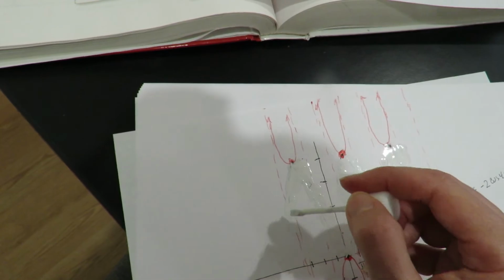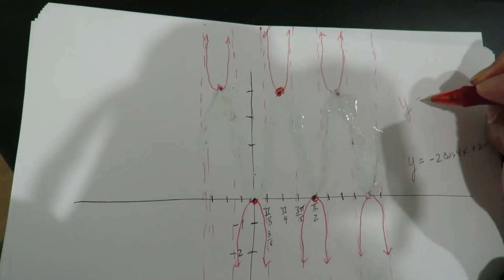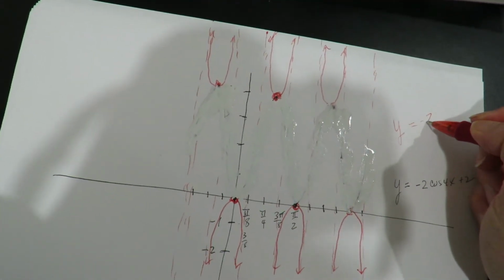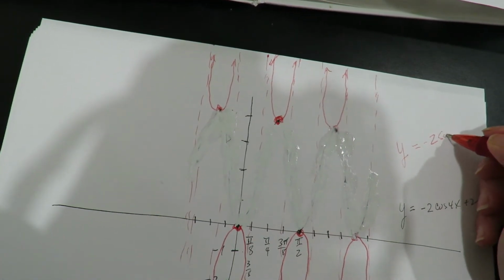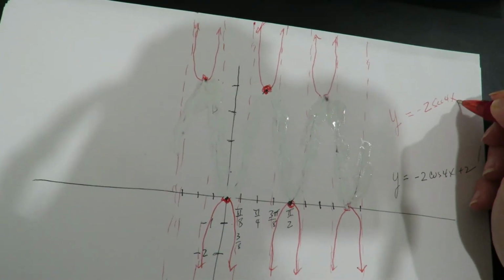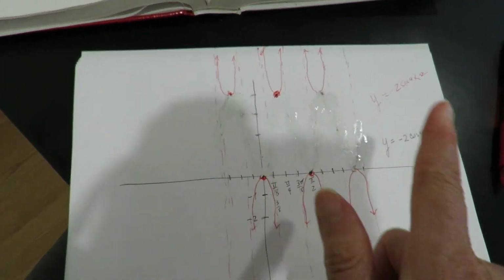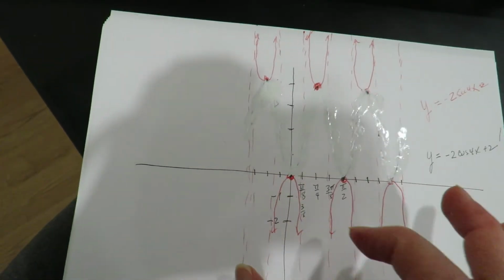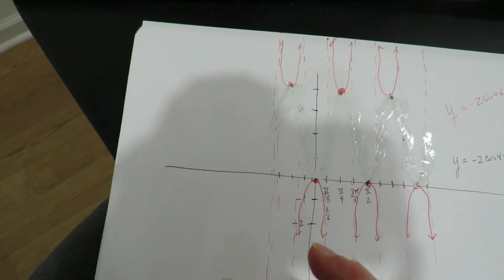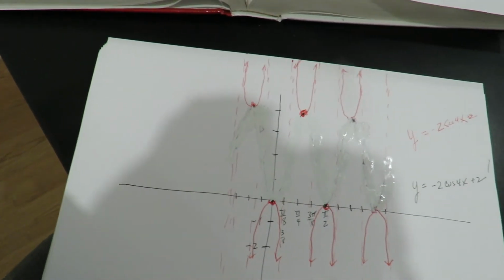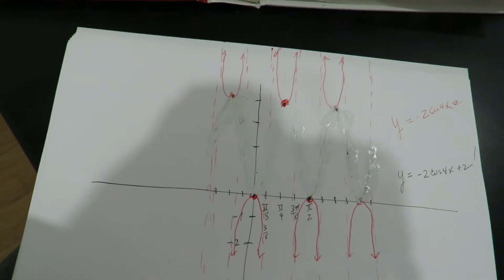So the actual secant function, let me write it down. Ooh, that whiteout is potent. Secant 4x plus 2. So the secant function is actually these just floating graphs in space. The cosine function was just used as a guide.